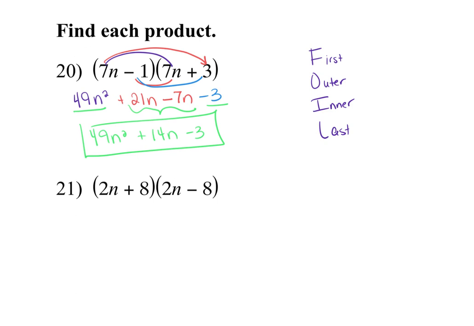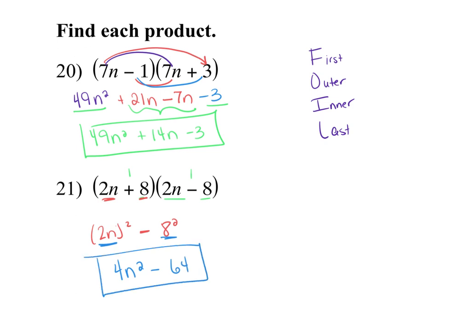This one is a special case. If you don't remember the special case, you can foil it. If you do remember it, then this is just the same exact terms with 1 plus and 1 minus. So it is going to be the first one squared, always minus the second one squared. If you don't remember that, you can foil. The inner terms cancel when it looks like this. So that's why it ends up like this. When I square 2n, I get 4n squared minus this guy is 64. But if you don't remember that, foil it.